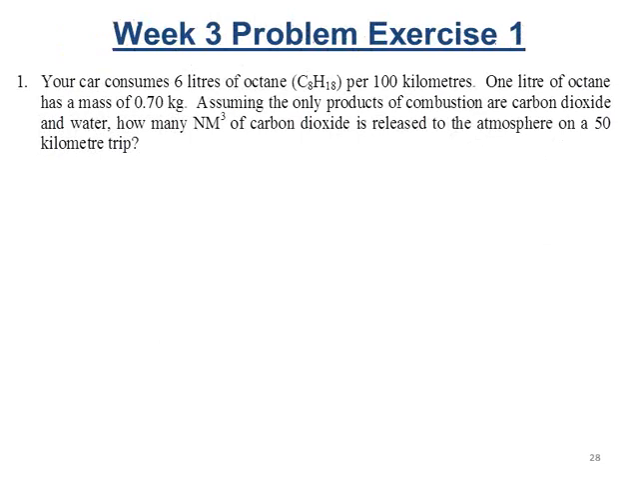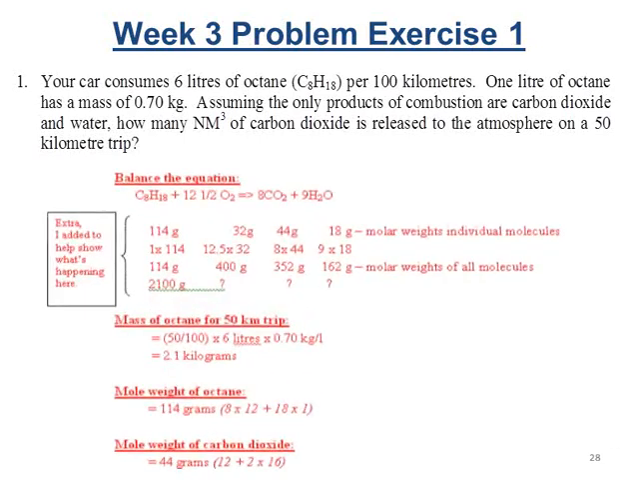So, your car consumes 6 liters of octane per 100 kilometers. 1 liter of octane has a mass of 0.7 kilograms. Assuming the only products of combustion are carbon dioxide and water, how many normal cubic meters of carbon dioxide are released to the atmosphere on a 50-kilometer round trip? So I've solved this question in a methodical way for your benefit.